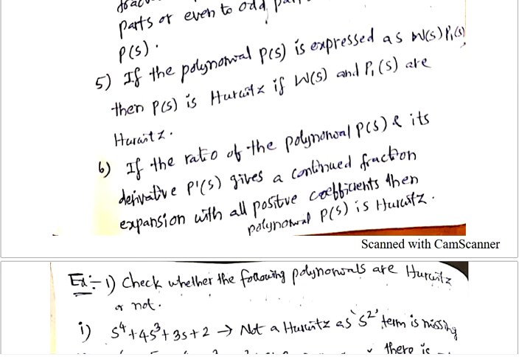Next, the fifth property is that if the polynomial p of s is expressed as a product of two polynomials, that is w of s into p1 of s, then p of s is Hurwitz if w of s and p1 of s are Hurwitz. That means if a product of two polynomials results in another polynomial, for the resultant p of s to be Hurwitz, the individual factors of the product should also be Hurwitz. All these properties are useful somewhere in the problems. We are going to see all those different kinds of problems.